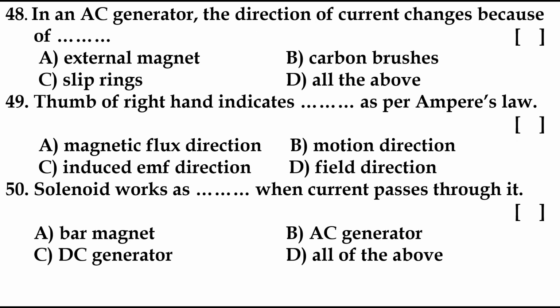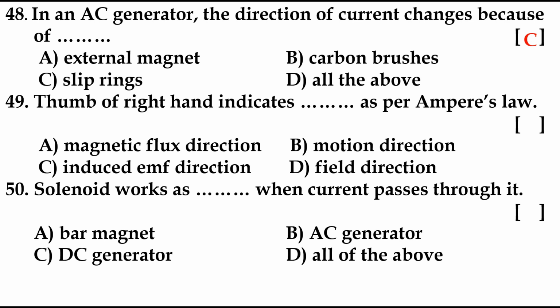48. In an AC generator, the direction of current changes because of dash. A. External magnet. B. Carbon brushes. C. Slip rings. D. All the above. Answer is option C. Slip rings.